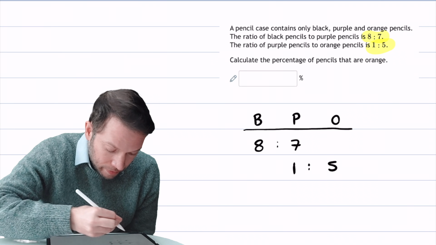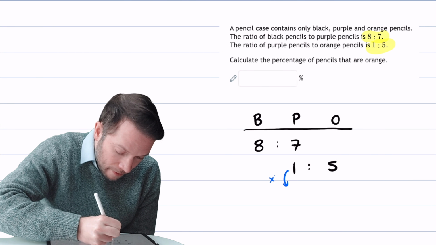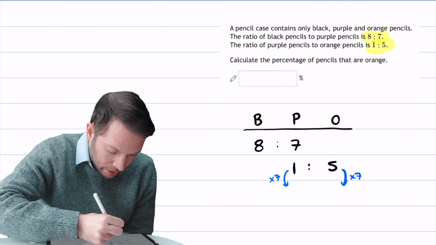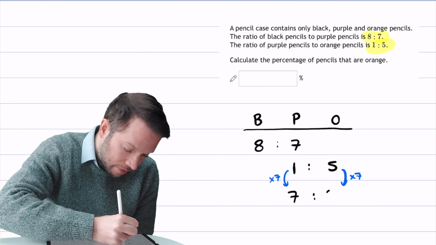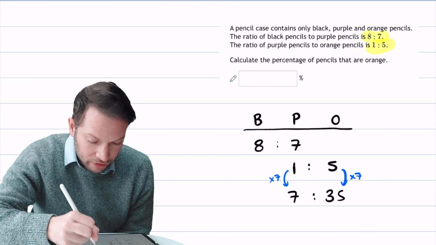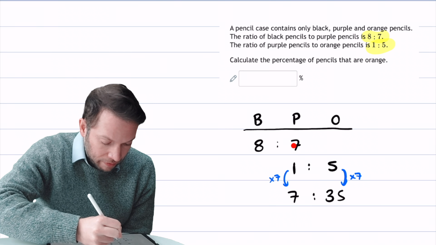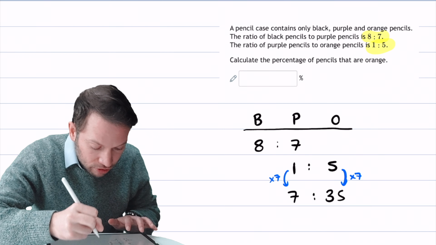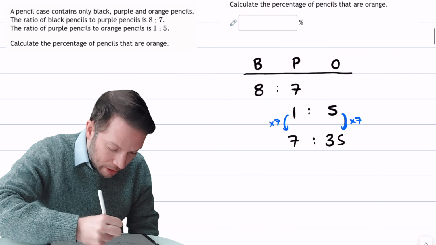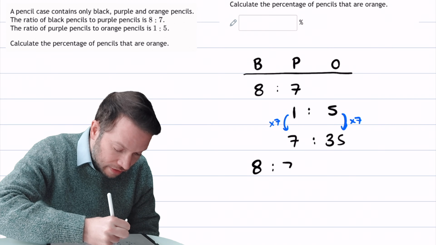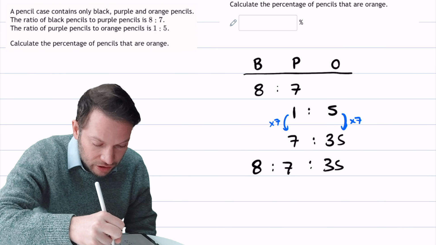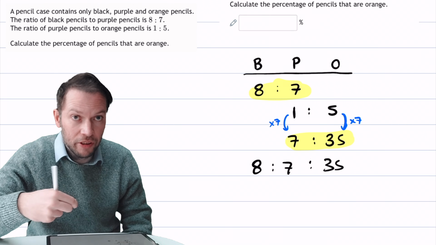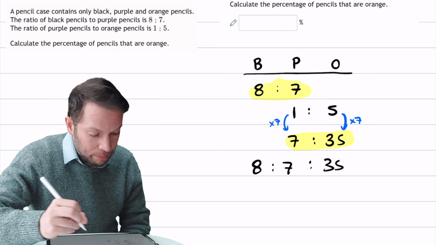So let's do that. Times the 1 by 7 and the 5 times 7. And that's going to give me 7 and 35. And now that's good because, look, I've got black to purple is 8:7 and purple to orange is 7:35. Because these 7s are the same, I can now just write it as one big ratio. So black to purple to orange is 8:7:35. I just combined this row and this row together because they have the purple parts of 7 in common now. So that's black to purple to orange.